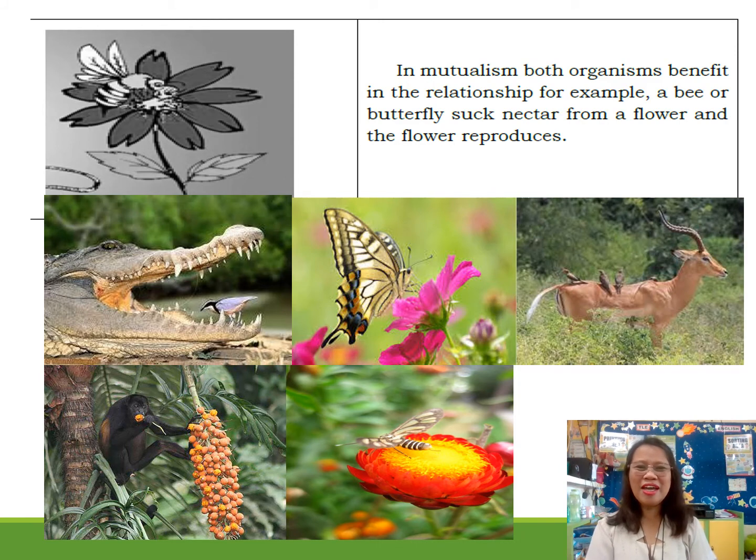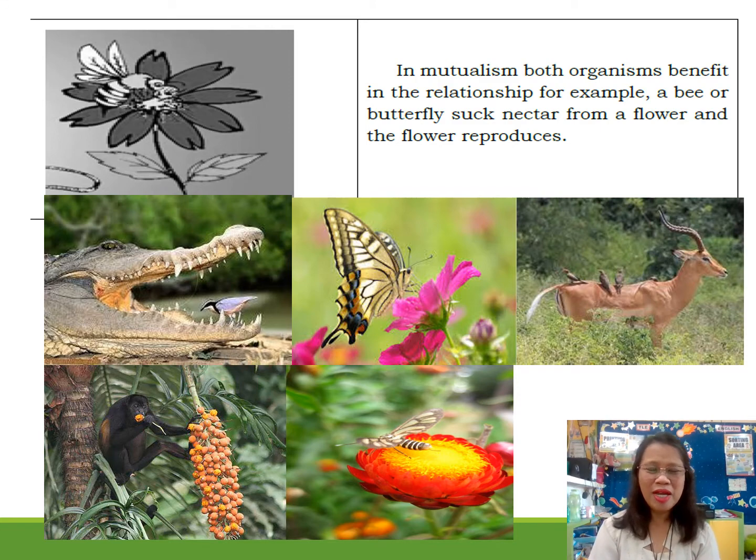The next relationship is what we call as mutualism. Marabag sa kon mga, the feeling is mutual. In mutualism class, both organisms benefit in the relationship. No? Sila ng duha. So, naka-benefit siya sa relationship. For example, a bee or butterfly suck nectar from a flower and the flower reproduces.